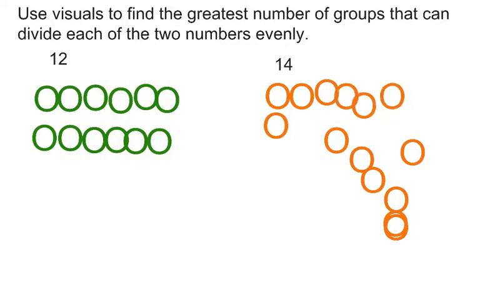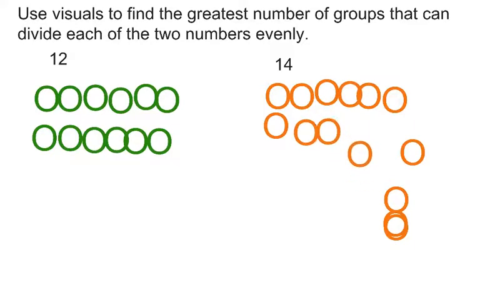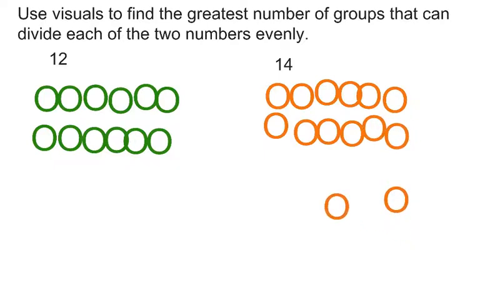I notice that it is a little challenging to work with. So I have 6 there on the top, 6 here, but then I have 2 remainders. So I know that groups of 6 isn't going to work.